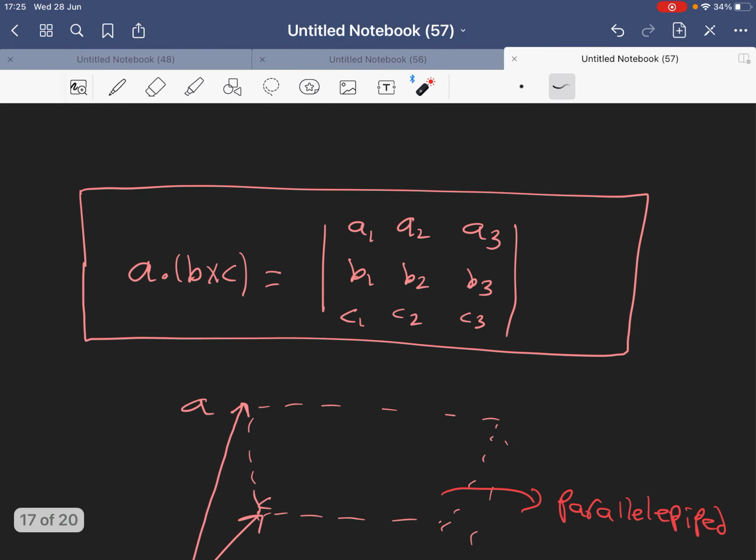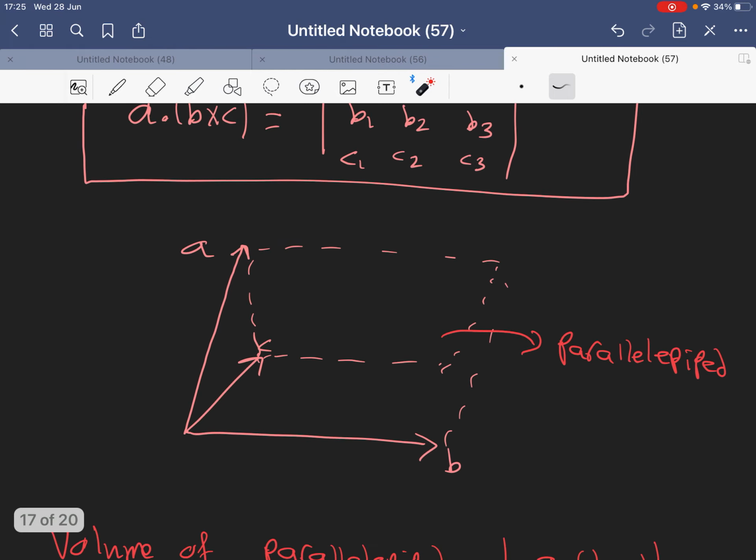Now, this formula would also be used to find the volume of something we call a parallelepiped. If we have 3 vectors A, B, and C, they will form something similar to a cube, kind of a cube. We call it a parallelepiped, which means every pair of opposite faces are parallel.